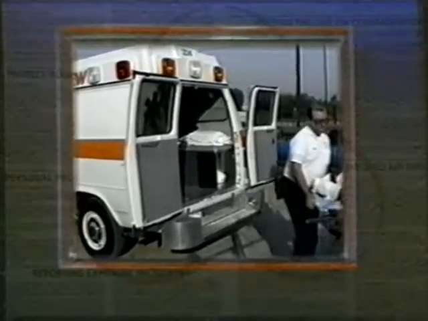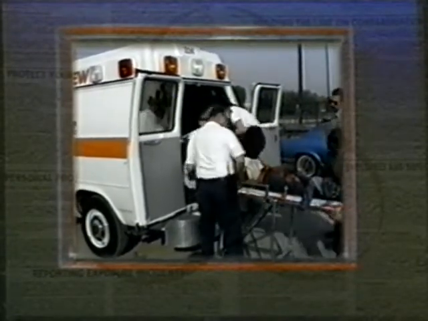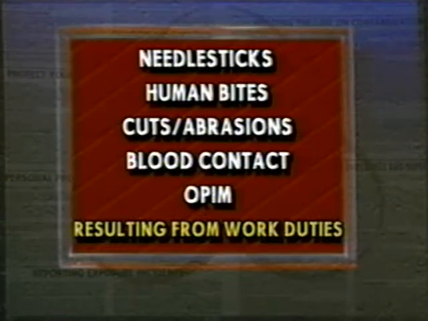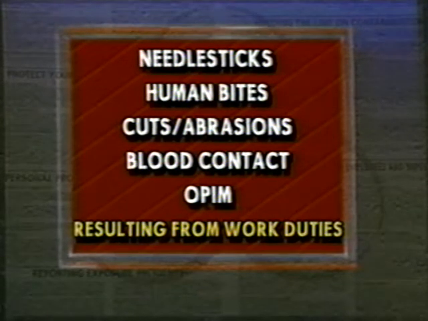Exposure. One of the most common definitions of an occupational exposure is a specific eye, mouth, other mucous membrane, non-intact skin, or piercing of mucous membranes or the skin barrier through such events as needle sticks, human bites, cuts and abrasions, contact with blood or other potentially infectious materials that result from the performance of an employee's duties.